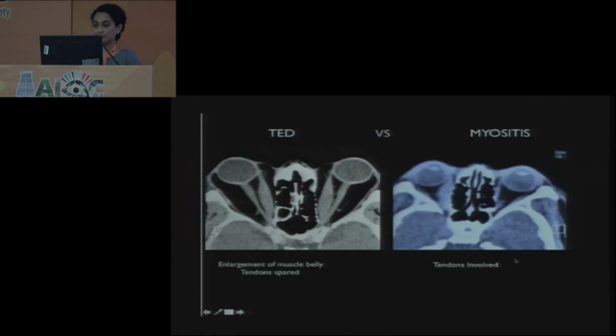So how do you differentiate it from a myositis? Tendons. Okay, so as you can see here, it is not really well defined, a kind of moth-eaten appearance because of the inflammation in the muscles per se, and then the tendons will also be swollen. Okay, so this is how you differentiate.